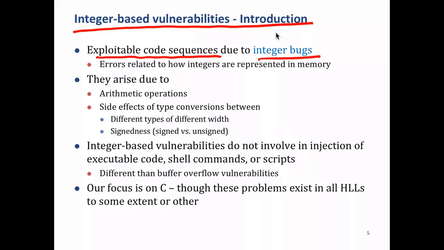All right, so they arise due to arithmetic operations and side effects of type conversions. Okay, what is a type conversion here? Integer itself is of various types, right? We have seen short, int or long, and in different high level languages it could be very different. Essentially 16-bit, 32-bit and 64-bit length, right? Or it could also be signed type or unsigned type. Okay, and then we are using these numbers interchangeably.